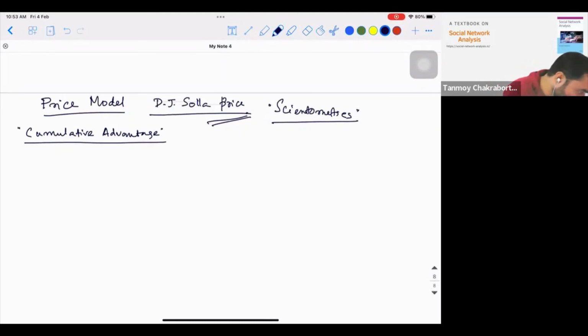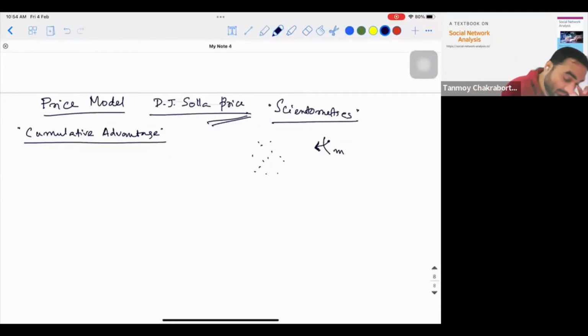Again, let's assume that you have nodes, scientific papers, and a particular paper is coming into this world with out-degree m, because remember, this is a directed network, a citation network. So out-degree m.